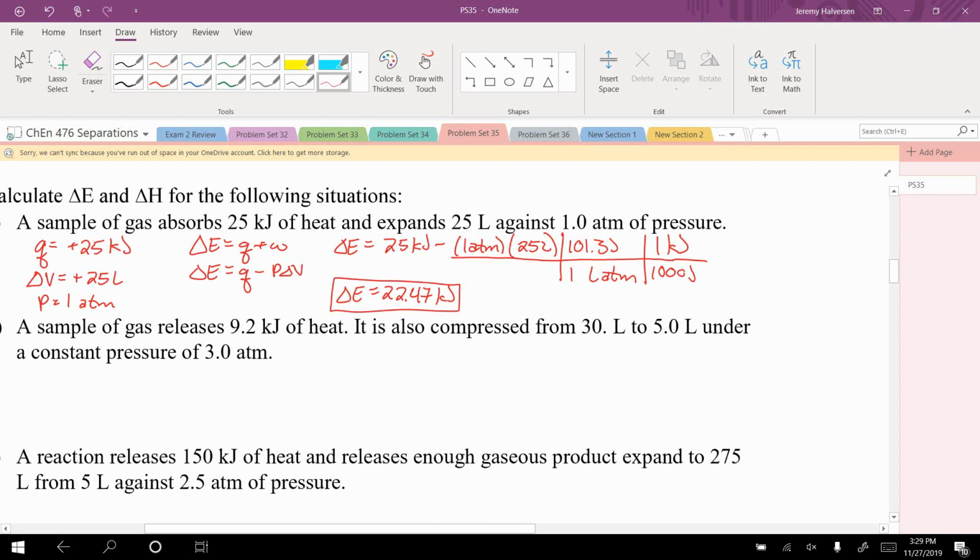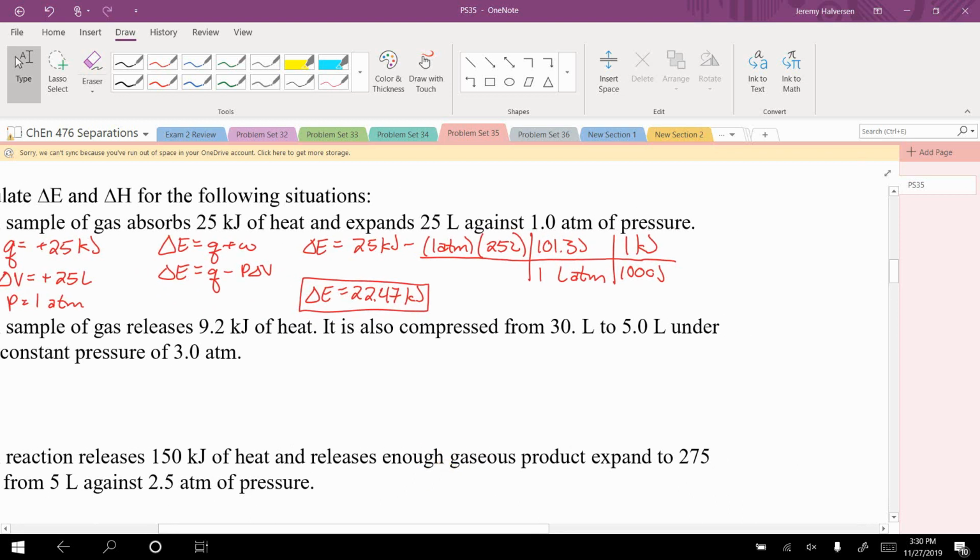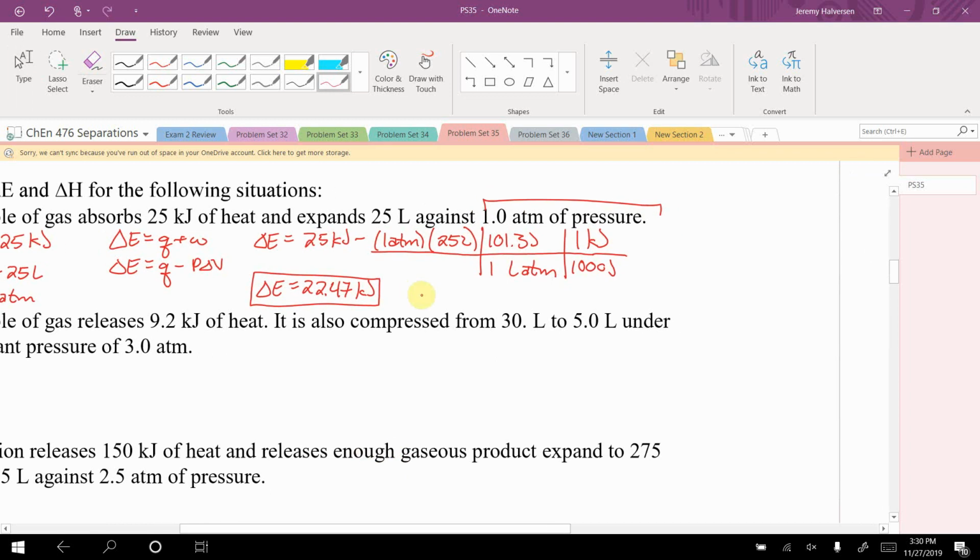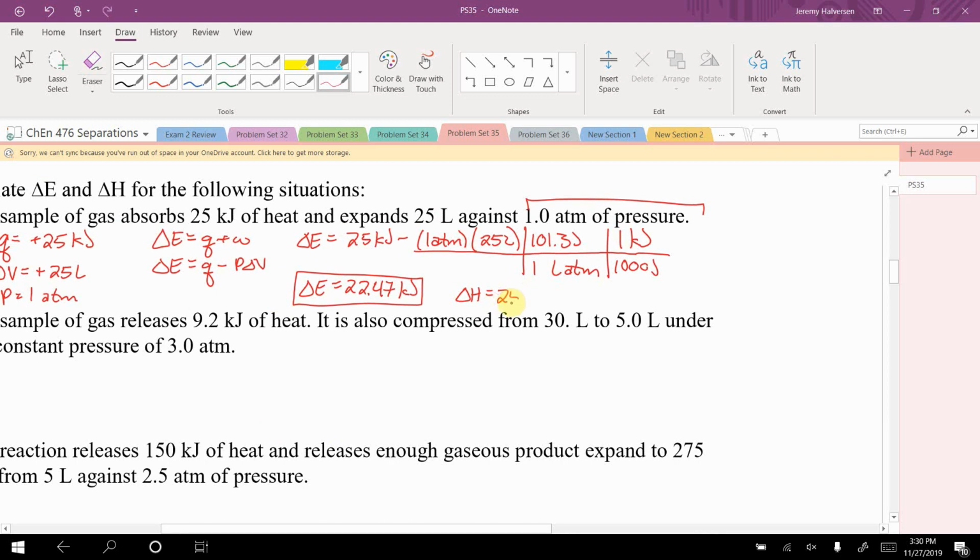And that should be positive. Oh, and then I need to calculate delta H. Well, pressure's constant. What does that tell me? That means delta H equals Q. Since I already know that Q is 25 kilojoules, delta H must be 25 kilojoules.